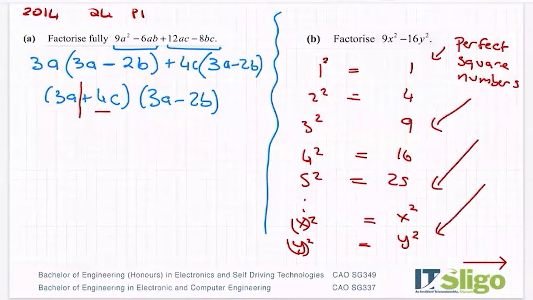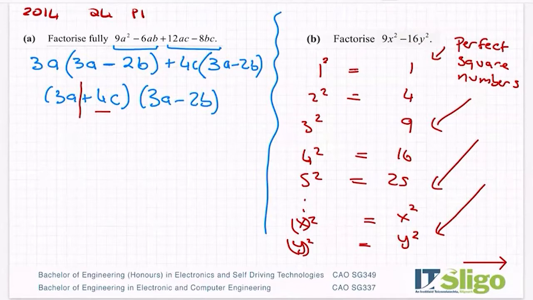Okay, so when you're getting the difference of two squares, everything has to be what we call a perfect square. In other words, is 9 a perfect square? Yes, it is, because 3 squared gives me 9. Okay, and how you check this on your calculator is you put into your calculator the square root of 9. And if you get a whole number, then you know that you have a perfect square number. 16 is a perfect square number. Square root of 16 on your calculator will give you 4. X squared is a perfect square number. X by x is x squared. Y squared is a perfect square number.